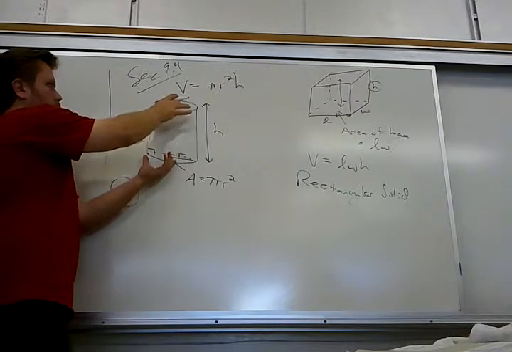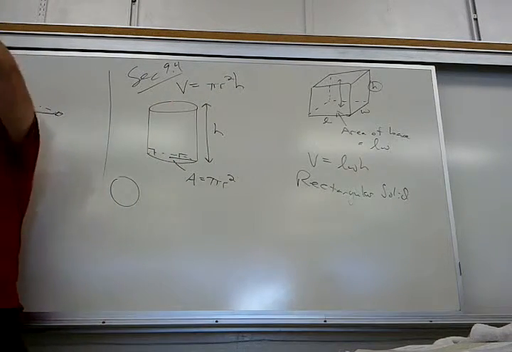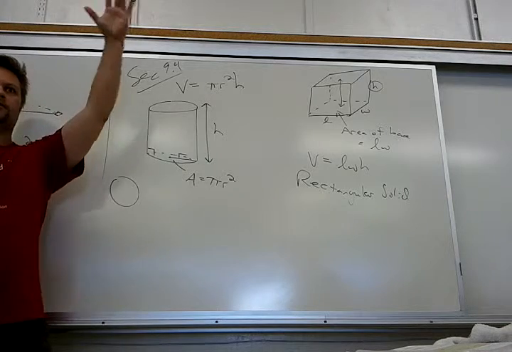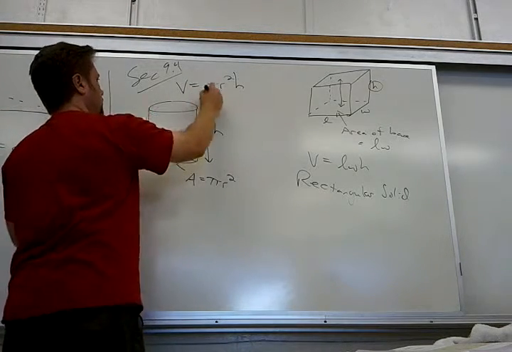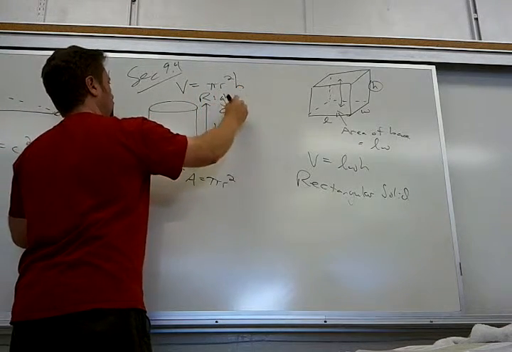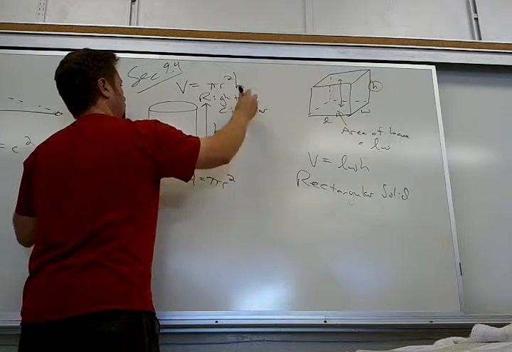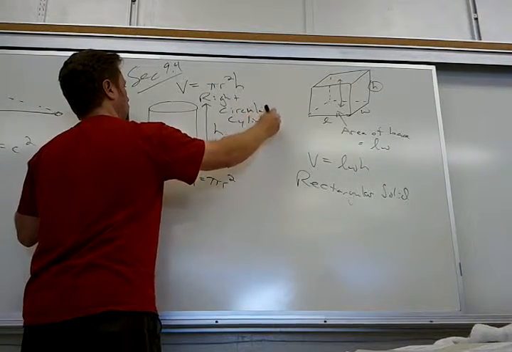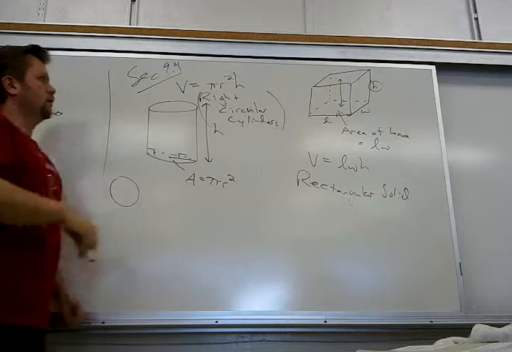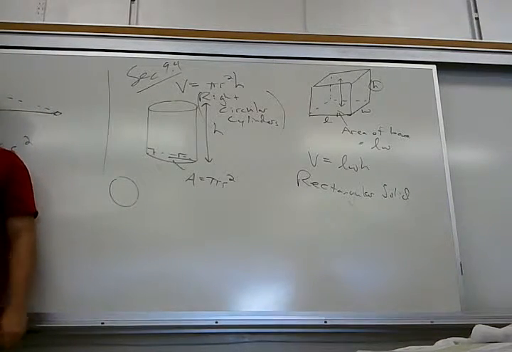You can imagine it gets a little weird when it's tilted, like the Leaning Tower of Pisa. It gets a little weirder then, but let's just deal with right circular cylinders. Does that make sense?